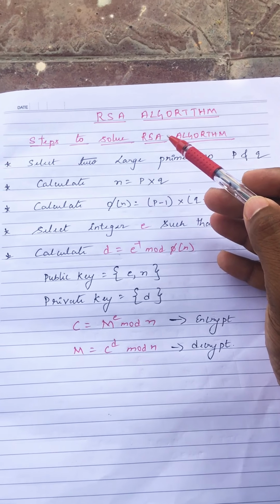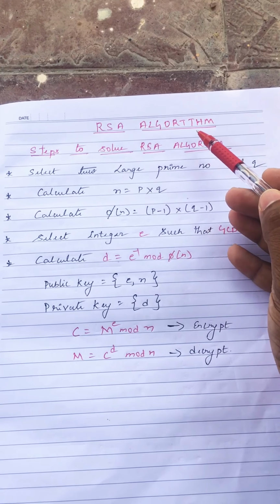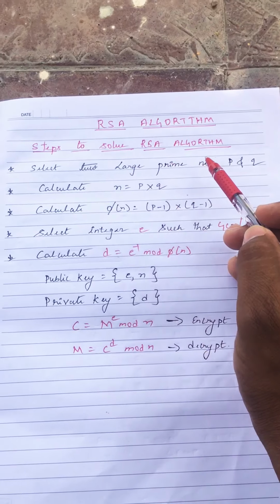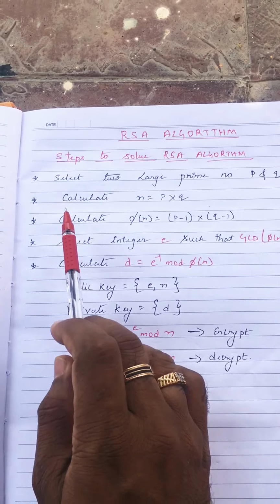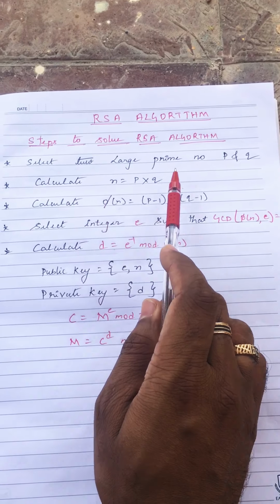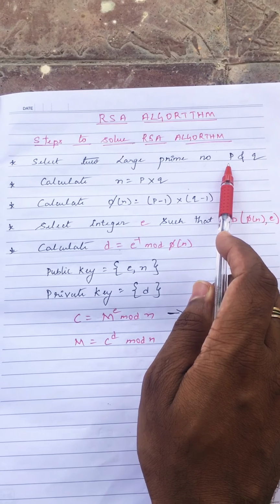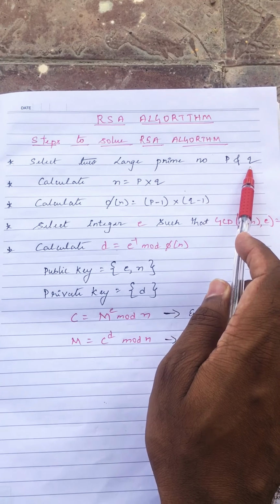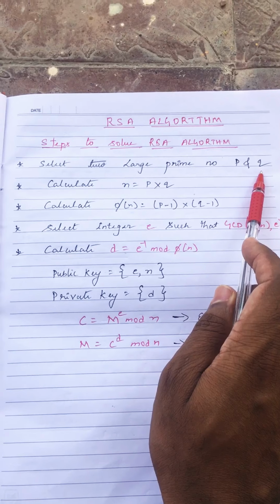So today we are going to deal with the RSA algorithm, the steps to solve the RSA algorithm. In the first step, we need to choose two large prime numbers P and Q. For example, P will be 11 and Q will be 7, where 11 and 7 are my prime numbers.